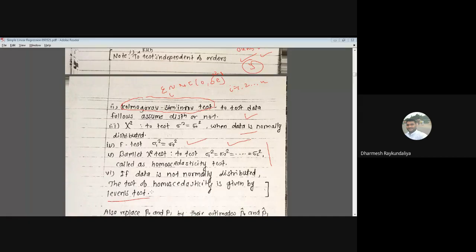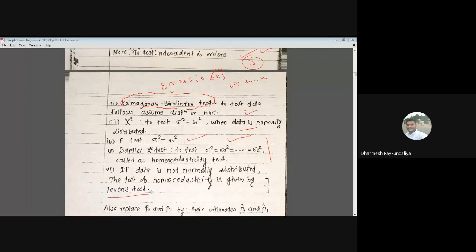Snedecor's F test. Equality of several variances when the data is coming from a normal distribution, then it is the Bartlett chi-square test of homoscedasticity. And if it is not normal, then you can use the Levene's test.